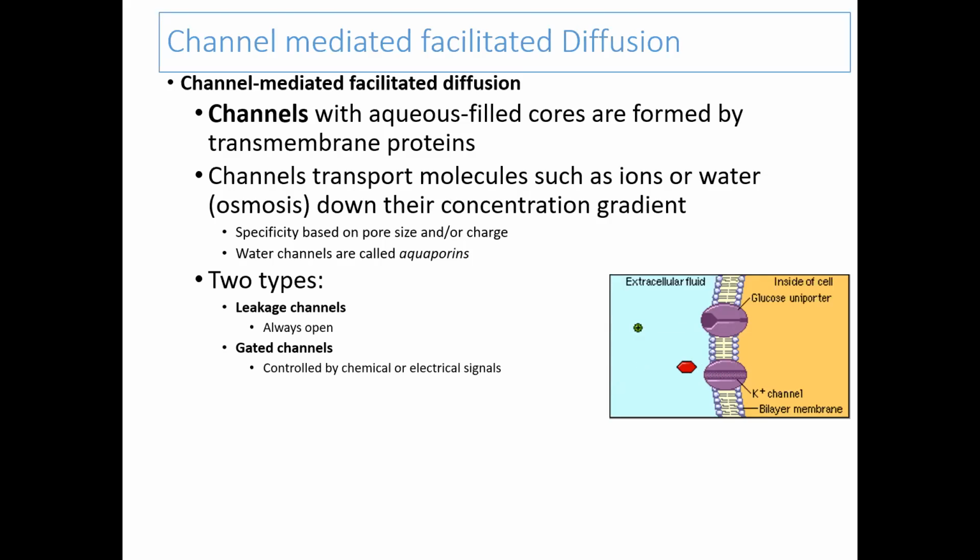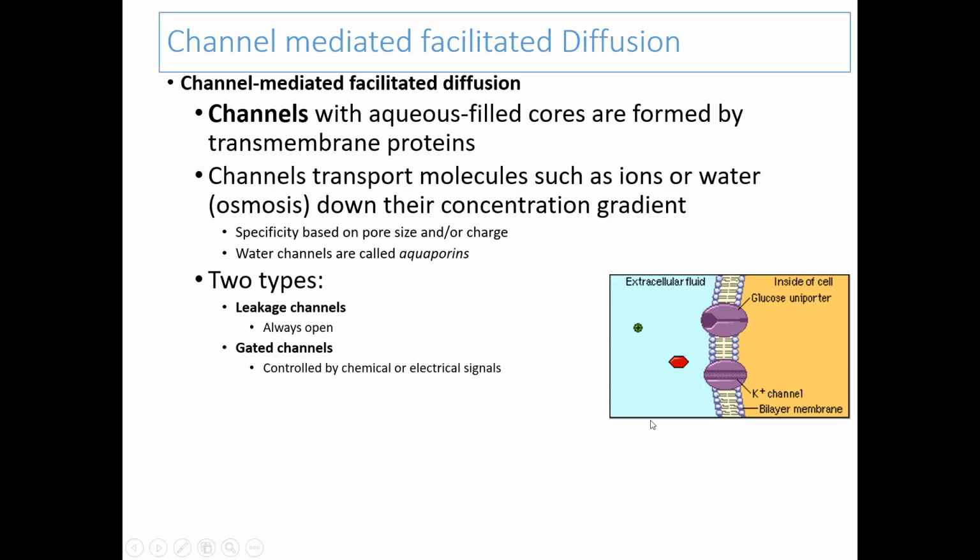And this is how osmosis works. The movement of water across the membrane uses a channel called an aquaporin to allow water to go into the cell or out of the cell, again based on the concentration gradient of the water. Now, what we call the leakage channels are always open. What you're seeing here is a leakage channel, and that works.